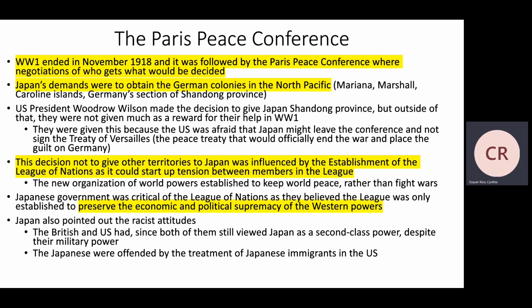The Japanese were very offended by the treatment, and obviously the treaties, right, of Japanese immigrants in the U.S. And we'll see that kind of play out to be true when you start seeing World War II and what the United States does to the Japanese population in the U.S. But that's again later on down the line.